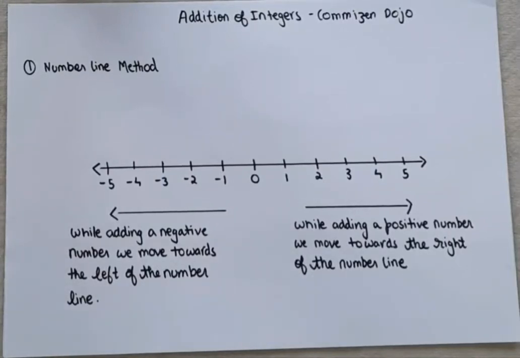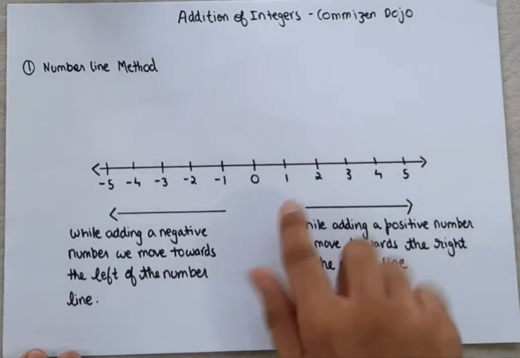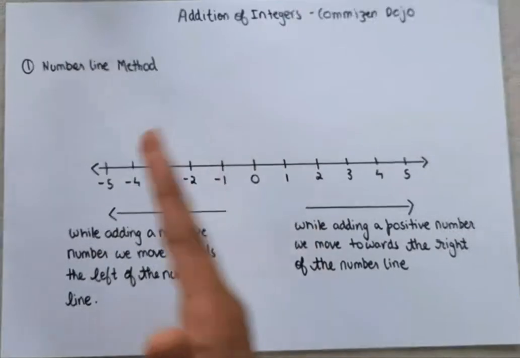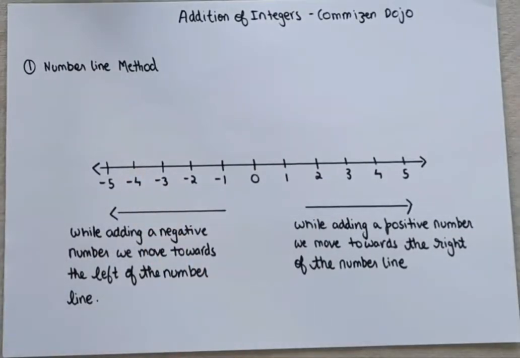Today we will learn how to add integers with the help of a number line. Now when we say a number line, we say that the positive numbers like 1, 2, 3, 4 lie to the right of 0, which is here. And negative numbers like -1, -2, -3, -4 lie to the left of 0, which is here. And 0 is neither negative nor positive.